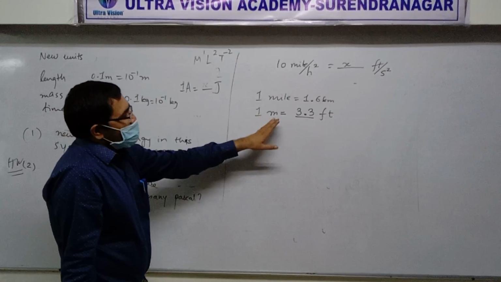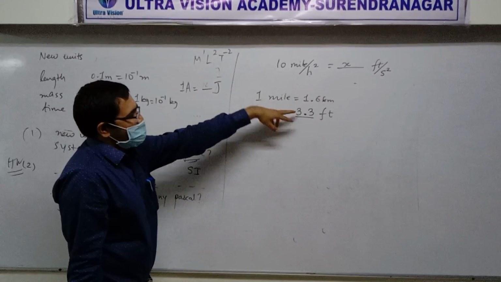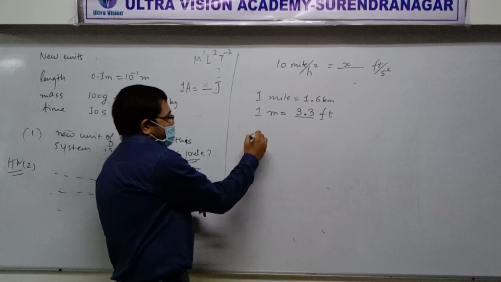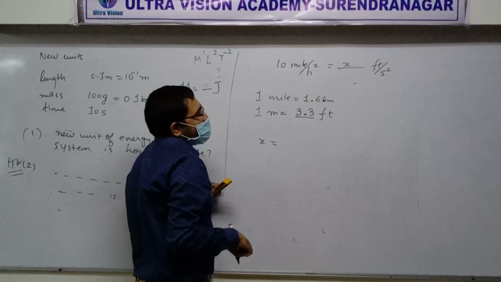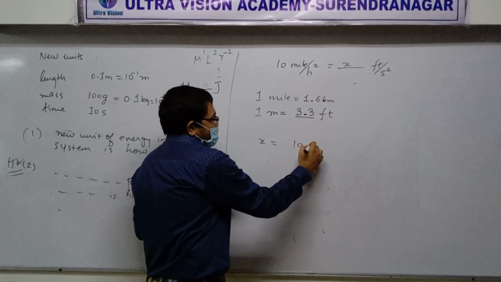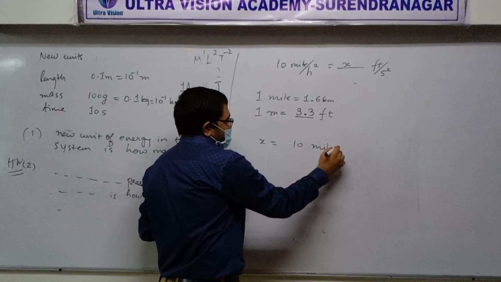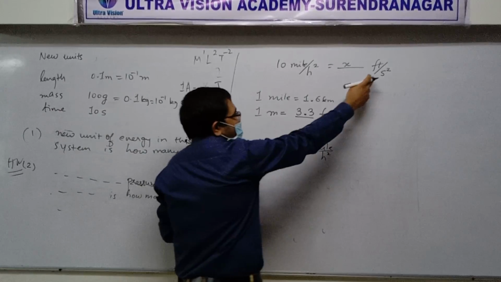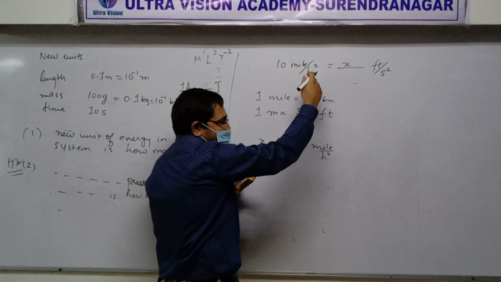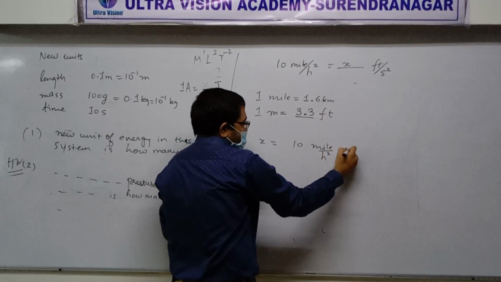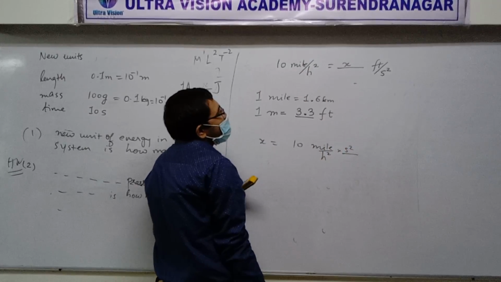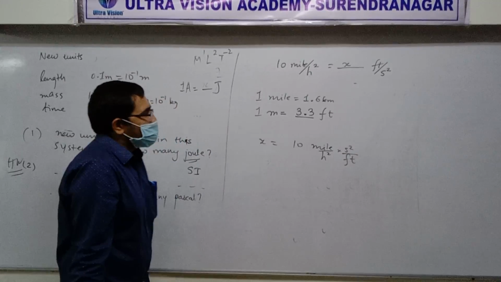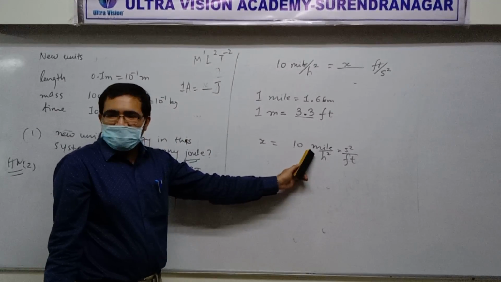So this is 1 meter in foot, 1 mile in kilometer. You have to convert. So find x. What will be x if you do it that way? Can you write it on the other side? 10 miles per hour squared, and this second squared is in the denominator. On that side it will be in the numerator, so second squared upon foot. Clear or not? All this is clear to you?